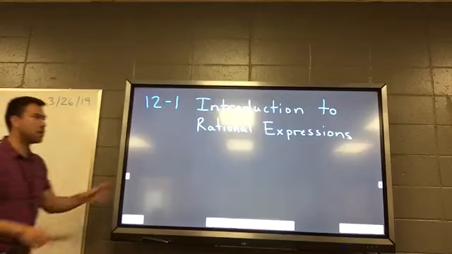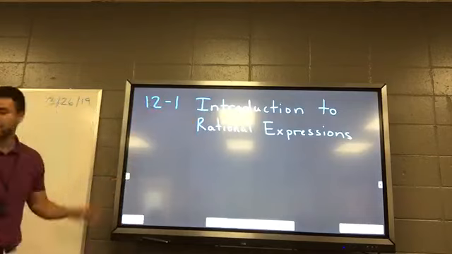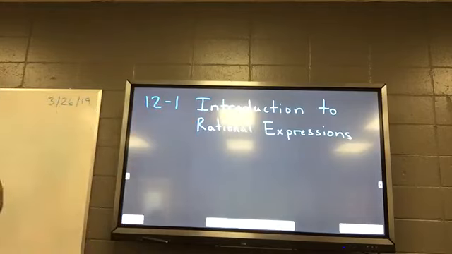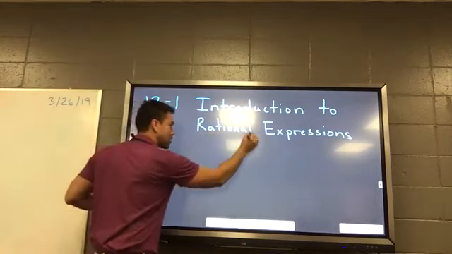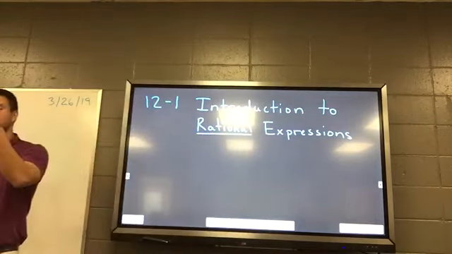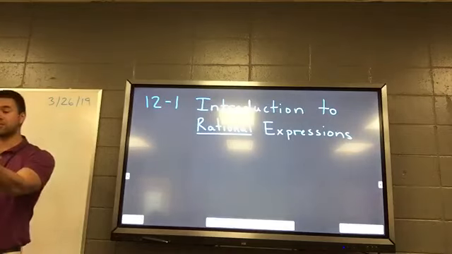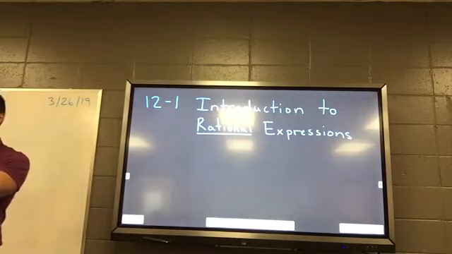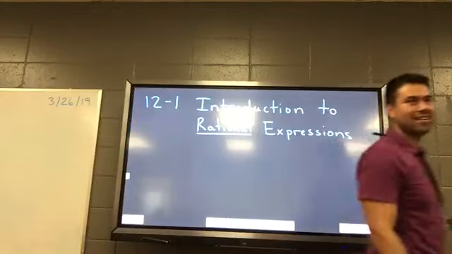We really want to understand, first of all, if we're going to be dealing with this all chapter, which is chapter 12, and yes, we're going through most of it, then we need to know what a rational expression is. Does anyone remember what the word rational means as far as a type of number? There were natural numbers, whole numbers, integers, rational, real. What's a rational number? Raise your hand.